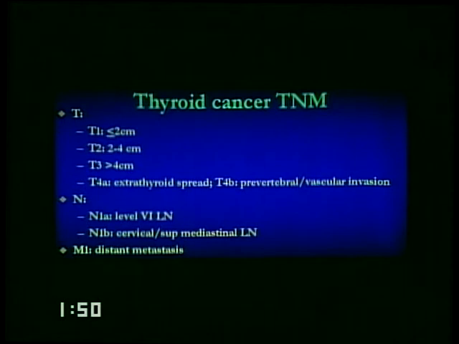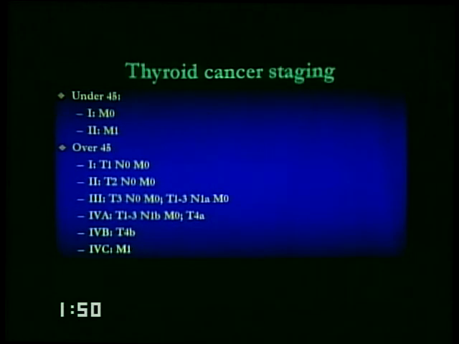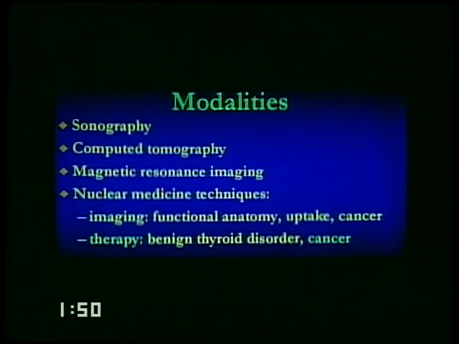The staging of thyroid cancer is very interesting because if you have someone who is younger, their staging is much more aggressive. If you have stage 2 cancer and you are under the age of 45, you are M1. You're the highest grade of cancer. And that's because we're much more aggressive with younger patients with thyroid cancer, as this can be potentially fatal and it has a high metastatic potential.